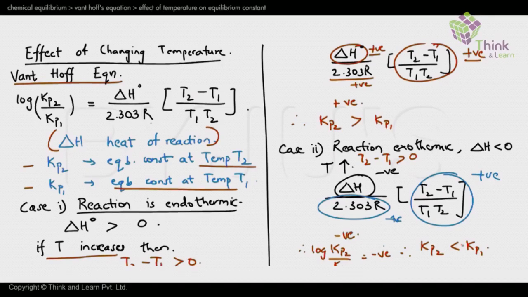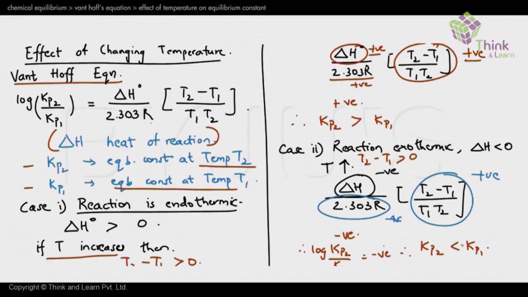So let's take the first case where the reaction is endothermic. If the reaction is endothermic, then delta H is greater than 0. In this case, if temperature increases, then let us study what happens. If temperature is increasing, then T2 minus T1 is greater than 0. So now delta H is positive, 2.303 R is also positive, T2 minus T1 divided by T1 T2 is also positive. So hence the entire term is positive and we have Kp2 greater than Kp1.